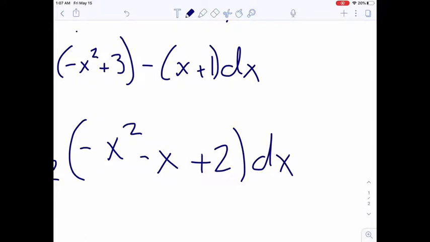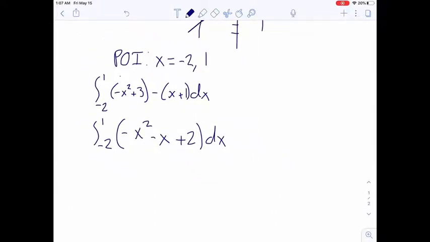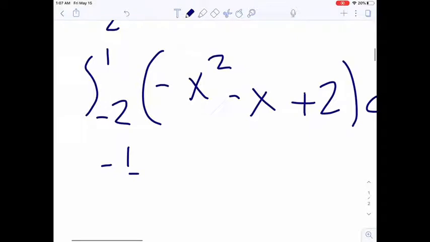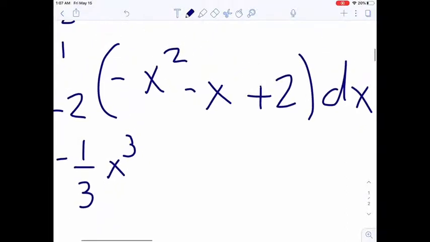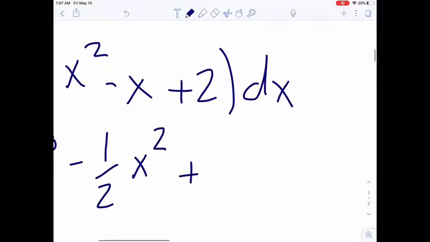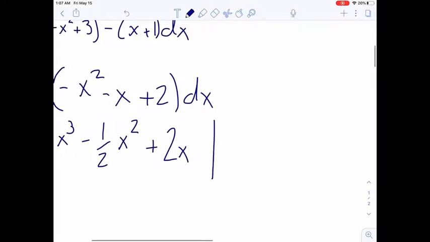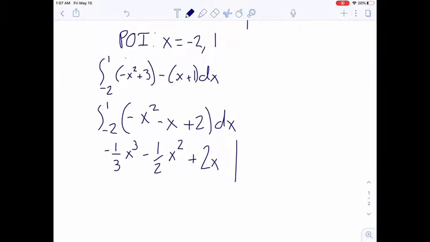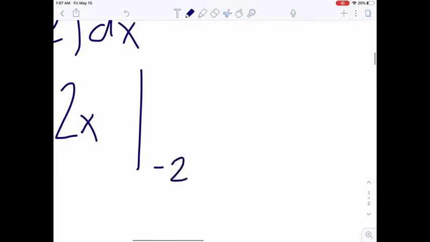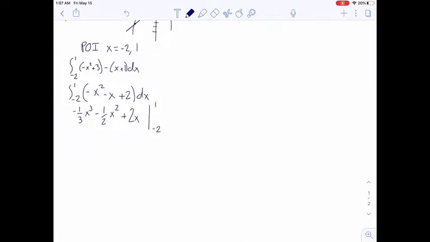When we integrate that, we get negative 1/3 x cubed, since that's just adding 1 to the exponent and then dividing by whatever that number is. So we get negative 1/3 x cubed minus 1/2 x squared plus 2x. Then you're going to want to evaluate that at the limits that we originally got, so evaluated from negative 2 to 1. And then you subtract those.